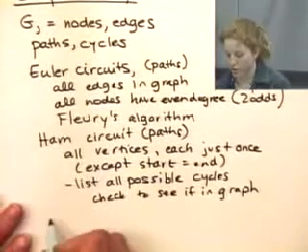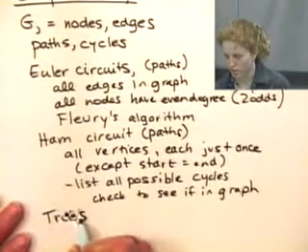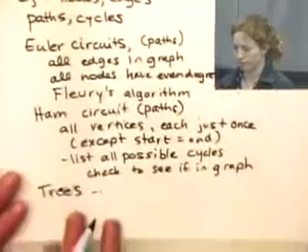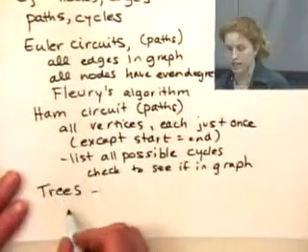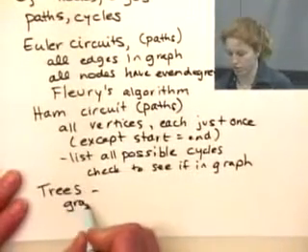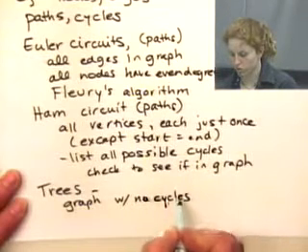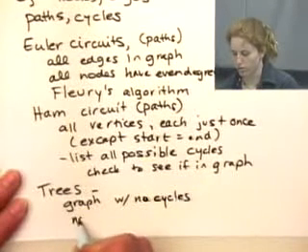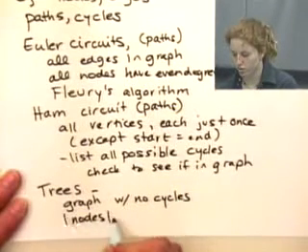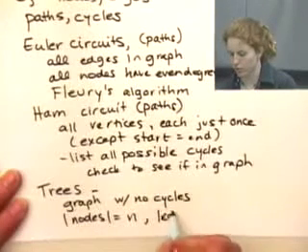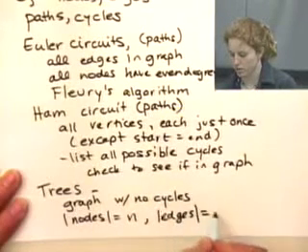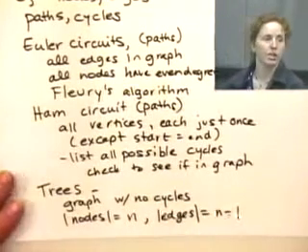Then we have trees. We talked about that. A tree is a graph with no cycles. So if the number of nodes is n, then the number of edges is n minus 1 in a tree.